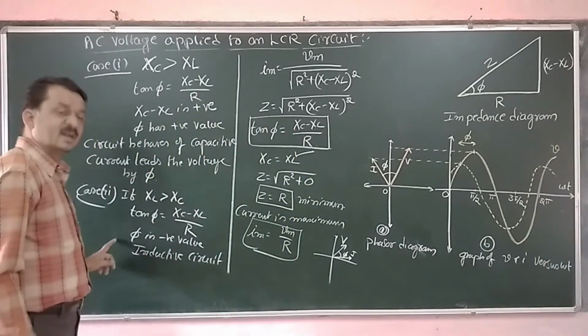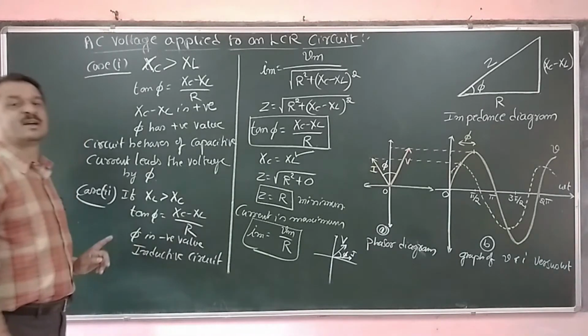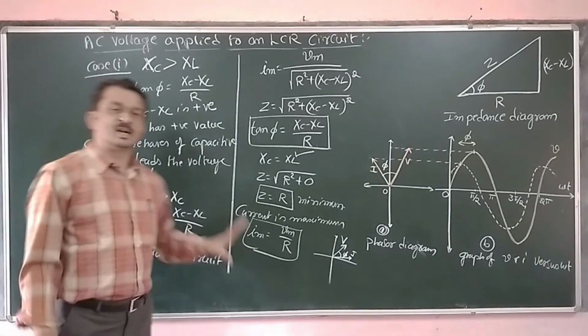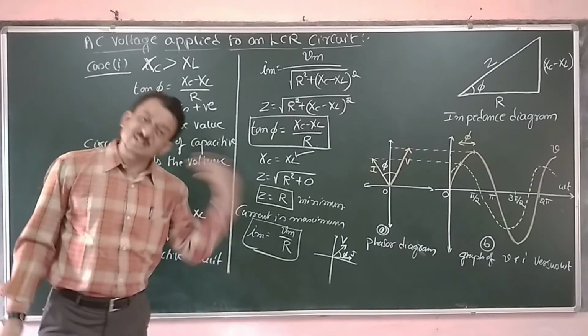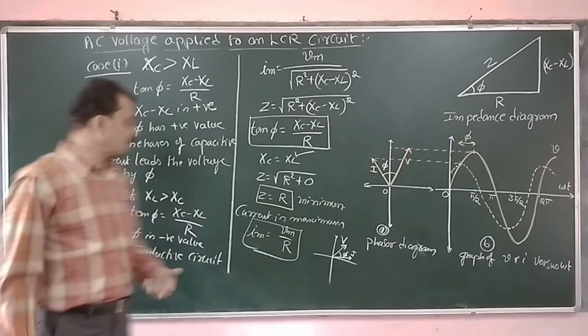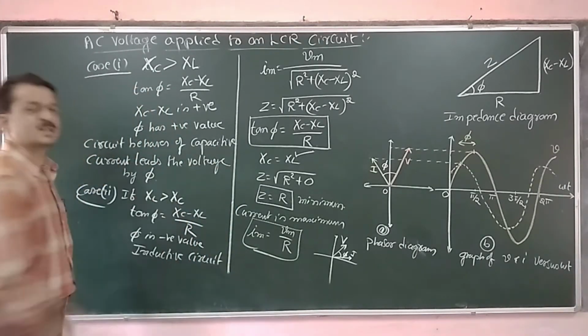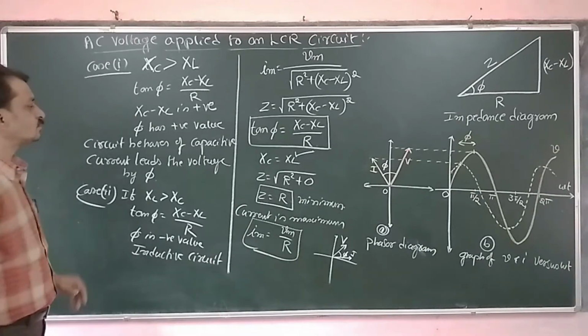For the second case, the circuit becomes inductive. Therefore voltage leads the current by an angle of phi, that is phase angle phi.